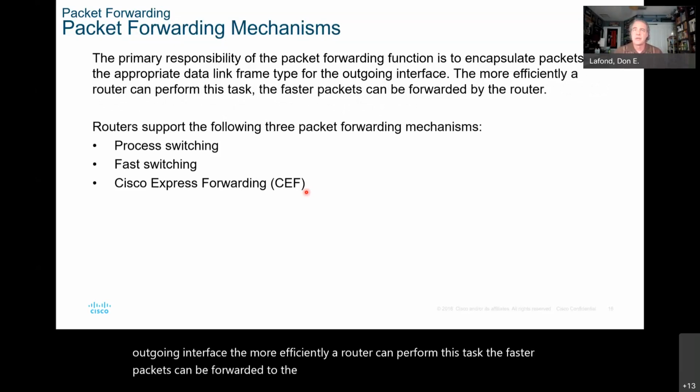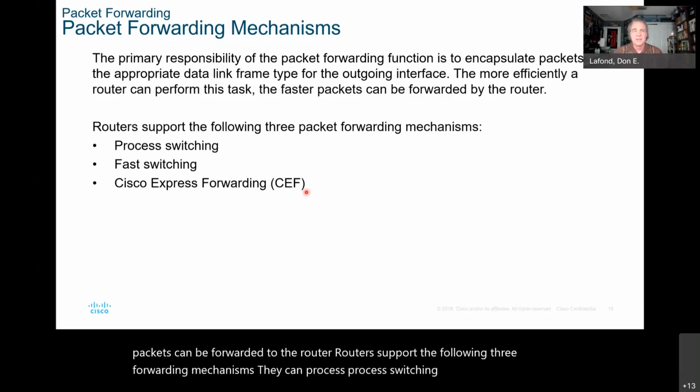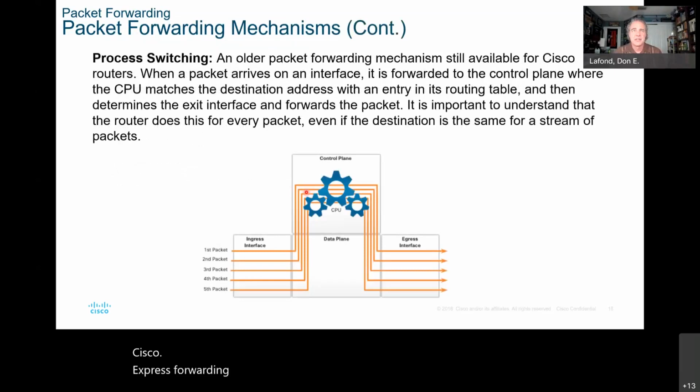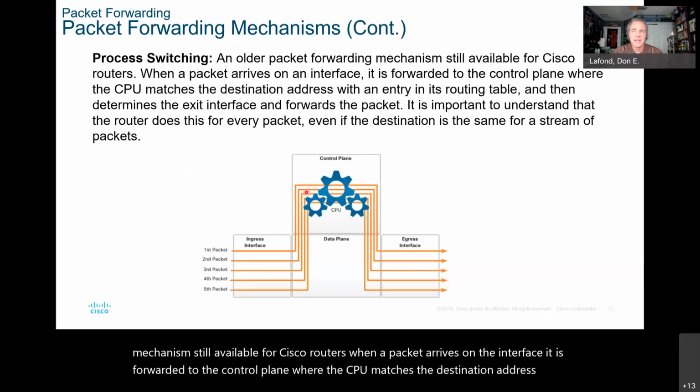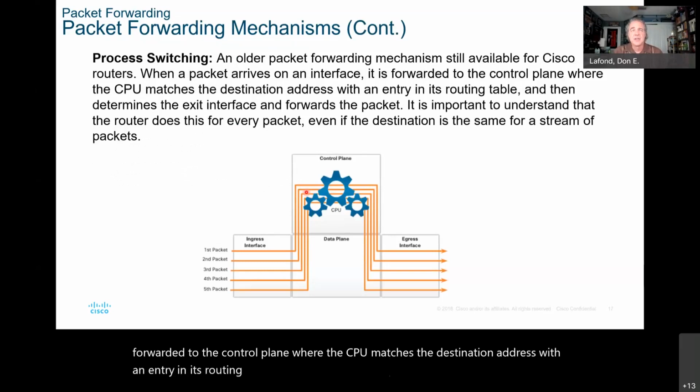Routers support the following three forwarding mechanisms: process switching, fast switching, and Cisco Express Forwarding, CEF. Process switching is an older packet forwarding mechanism still available for Cisco routers. When a packet arrives on the interface, it is forwarded to the control plane where the CPU matches the destination address with an entry in its routing table, and then determines the exit interface and forwards the packet.